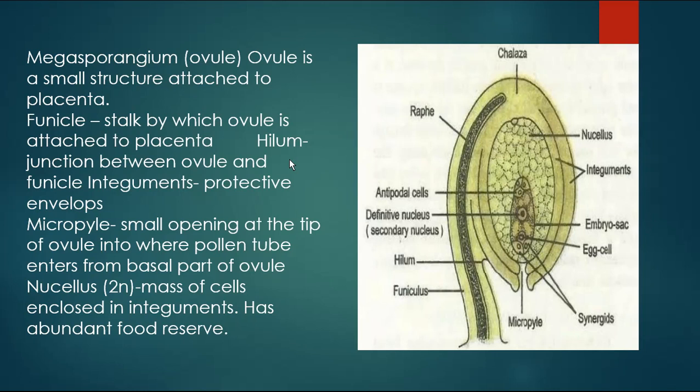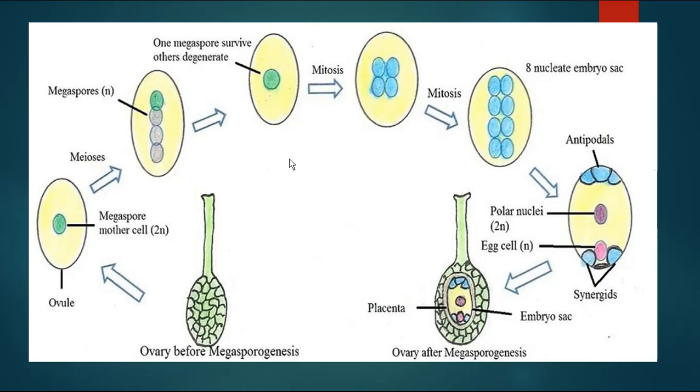Enclosed within the integuments is a mass of cells called the nucellus. The cells of the nucellus have abundant reserve food materials. Located in the nucellus is the embryo sac or female gametophyte. An ovule generally has a single embryo sac formed from a megaspore.